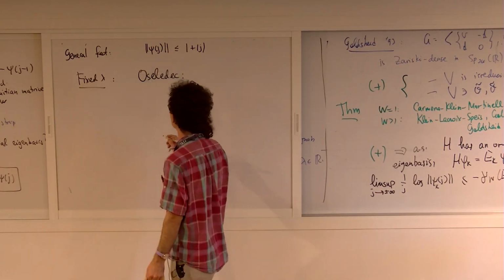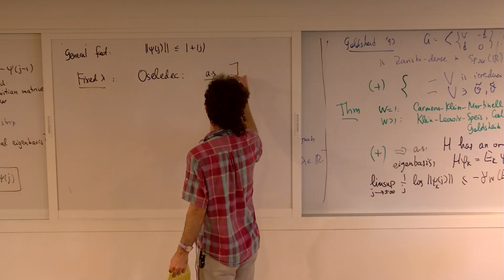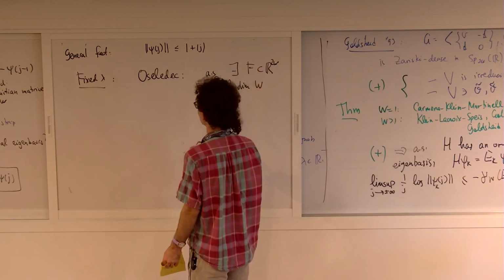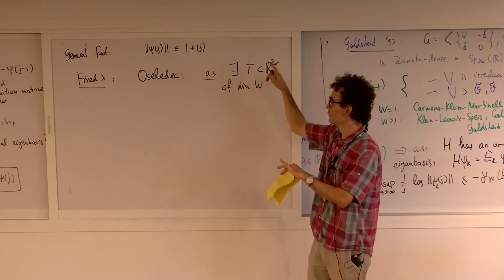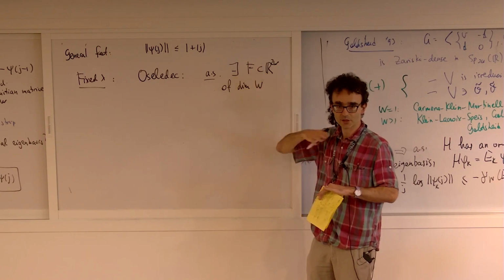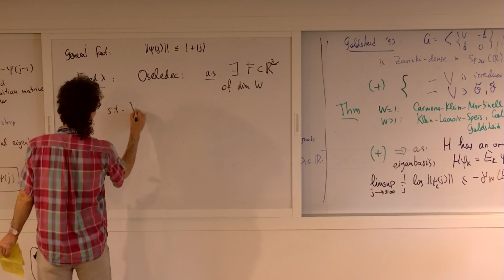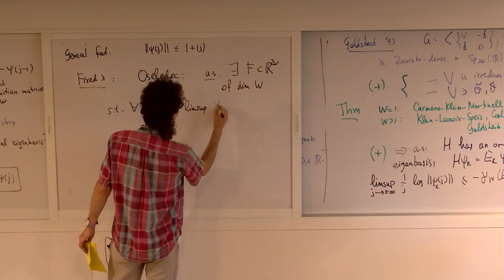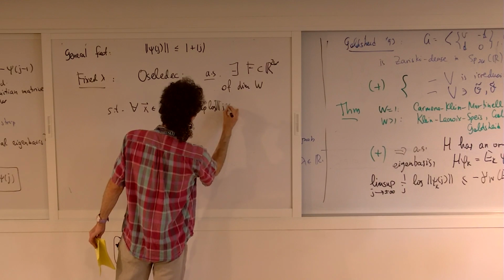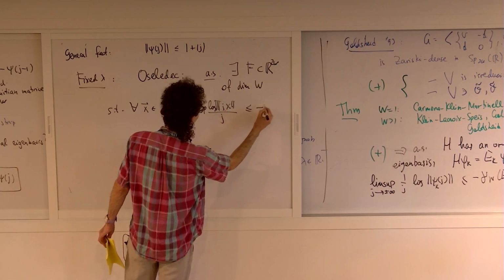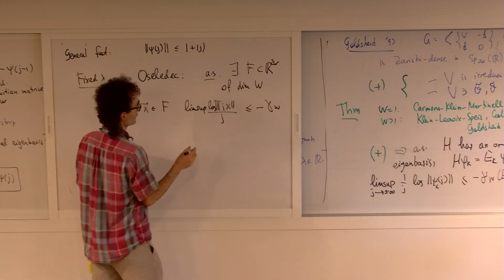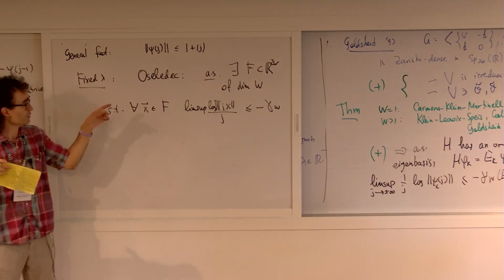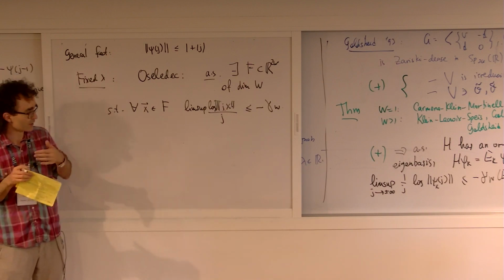Almost surely there exists a subspace F of R^2W of dimension W, such that if you take any initial condition in the space, you will get exponential decay: for any x in F, the limsup of the logarithm of the norm of T_j x divided by j is less or equal than minus gamma W. So there is a j-independent space of dimension W in which you have decay.